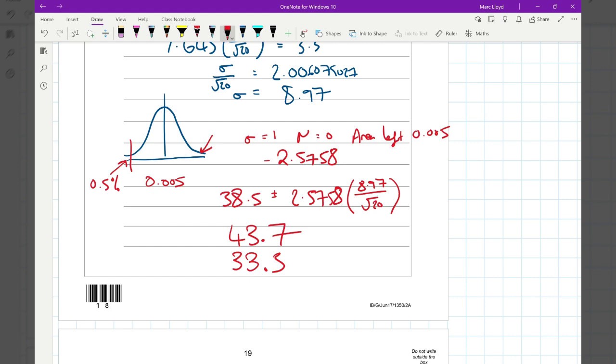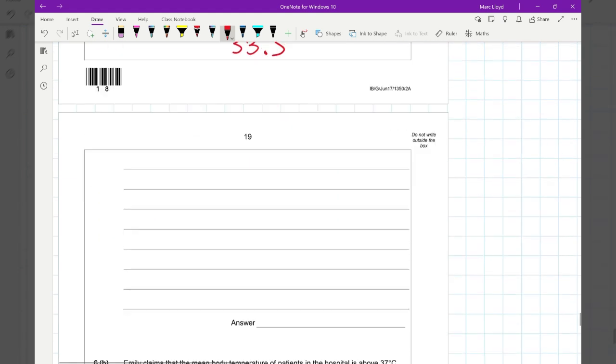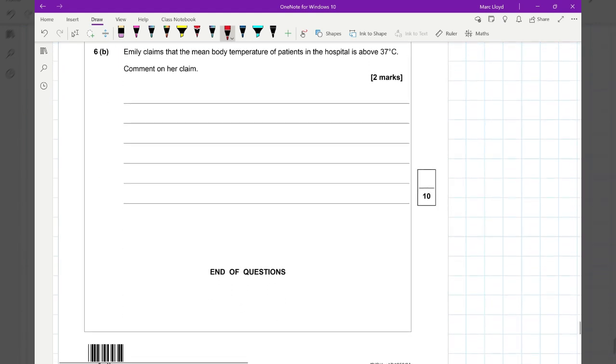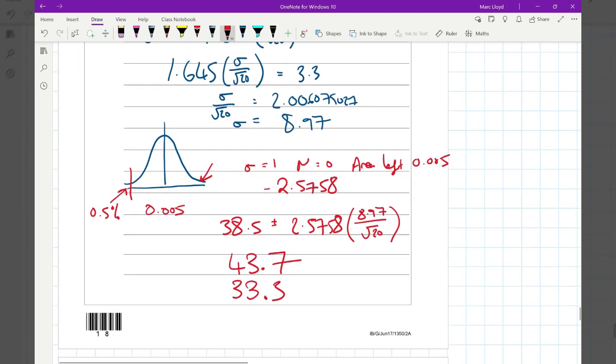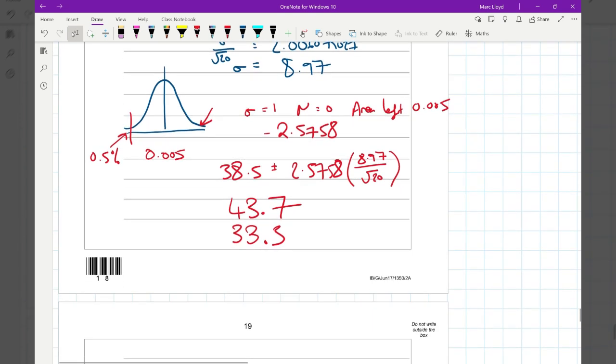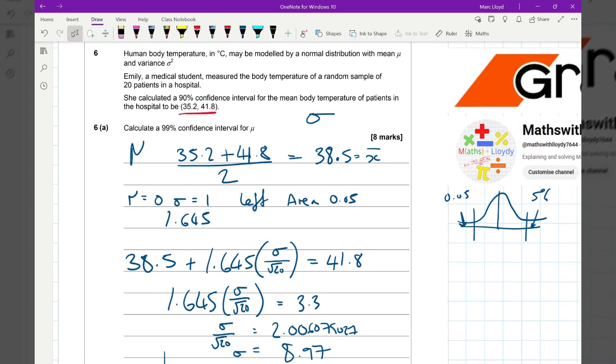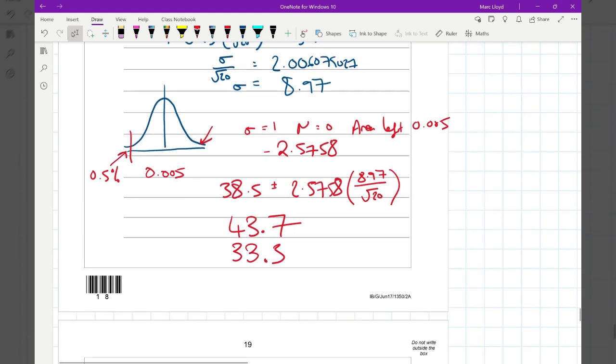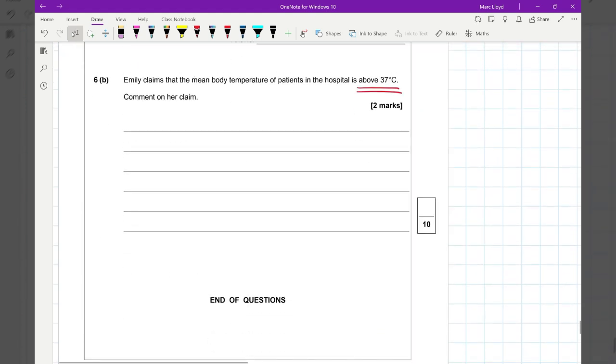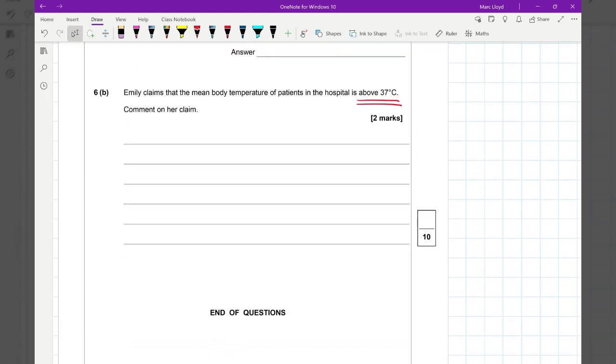I'd love to say we're done, but they've snuck a little bit at the end to make this a 10 marker. Emily claims that the mean body temperature of patients in the hospital is above 37 degrees. Comment on her claim. Well, 37 degrees falls within this 99% confidence interval, and it falls within the 90% confidence interval. Therefore, it could be 37. It might not be above 37 at all.